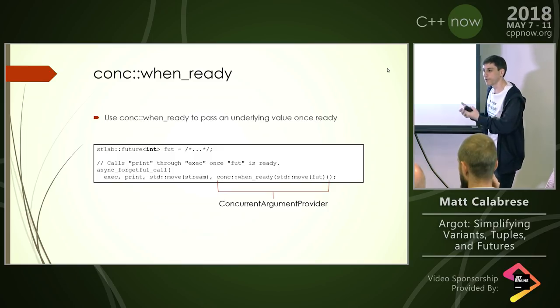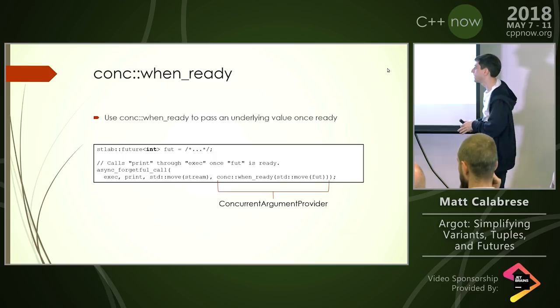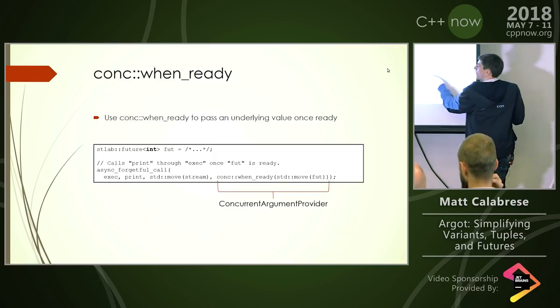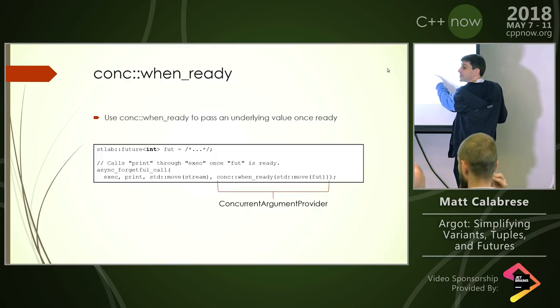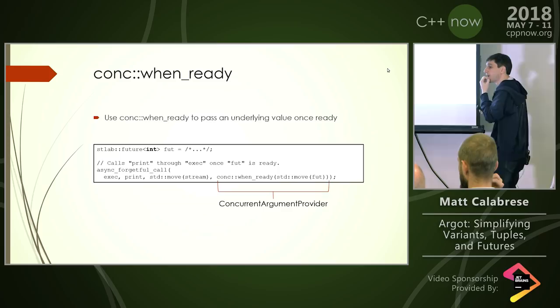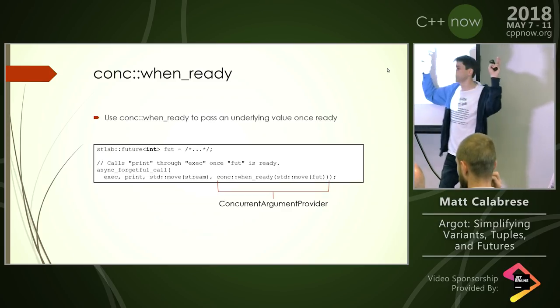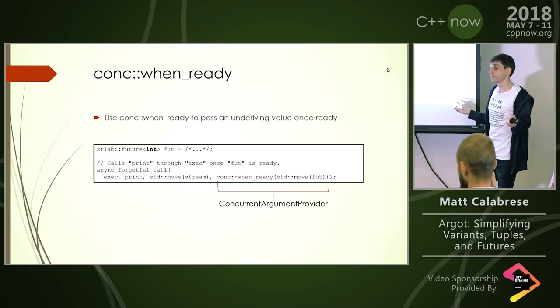It's totally free. It's just like a struct that contains one member. So it's not actually doing anything complicated here. But the key thing is, the thing that it wraps it in models the concurrent argument provider concept. And by that I mean you can attach a continuation to it. And it turns out that this is always like the equivalent of a when ready concurrent argument provider.